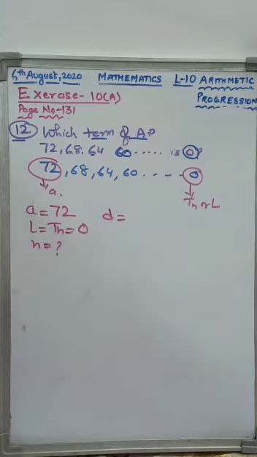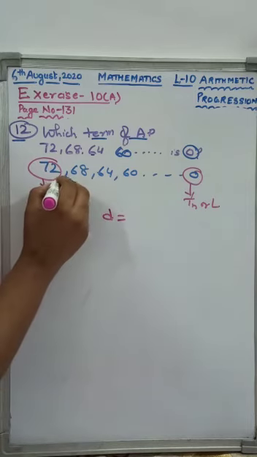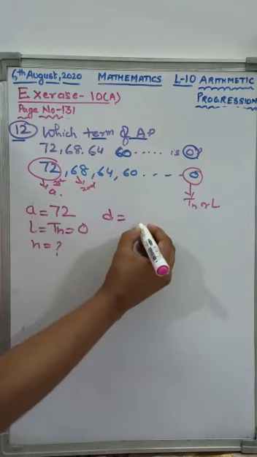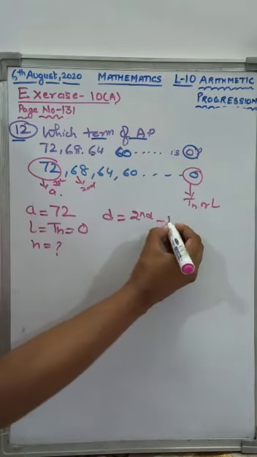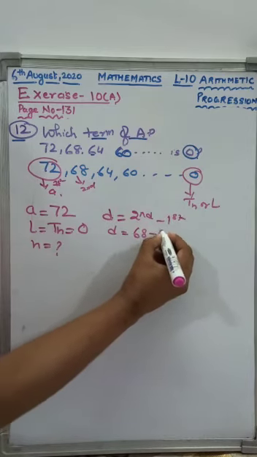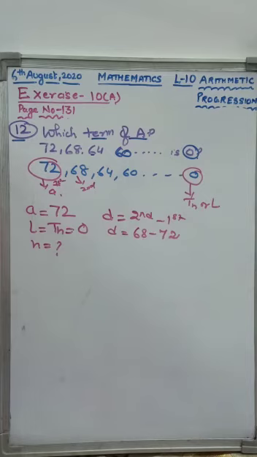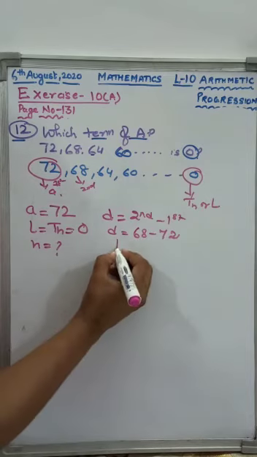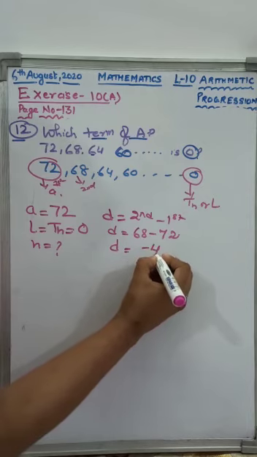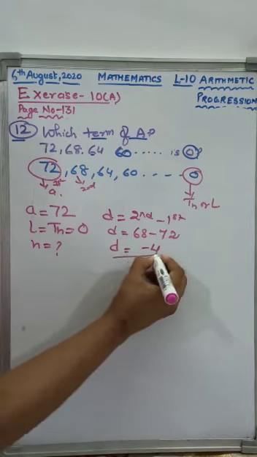First of all, common difference, that is d. So this is your first term. This is your second term. So second term minus first term. So what is your second term? 68 minus 72, which is your first term. So when you subtract, how much will it be? Minus 4. So this is your common difference.